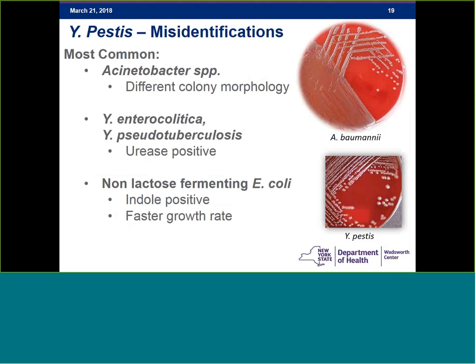Some possible misidentifications for Yersinia pestis can include Acinetobacter, other Yersinias, including enterocolitica and pseudotuberculosis, and non-lactose fermenting E. coli. Acinetobacter species can usually be differentiated based on their different colony morphology. Yersinia enterocolitica and pseudotuberculosis can be differentiated based on their positive urease reaction, and non-lactose fermenting E. coli can be distinguished by its faster growth rate and its positive indole reaction.